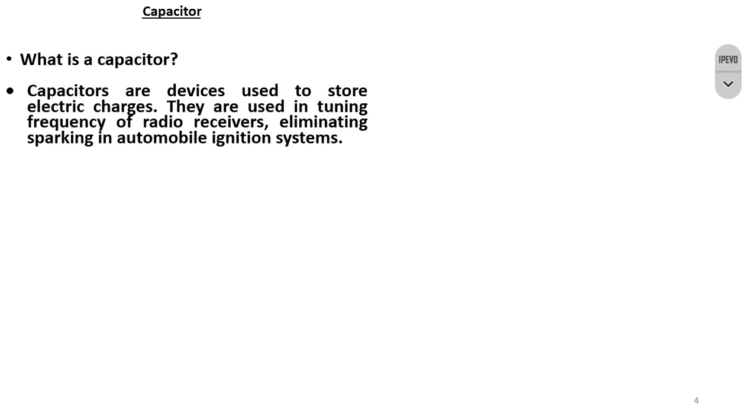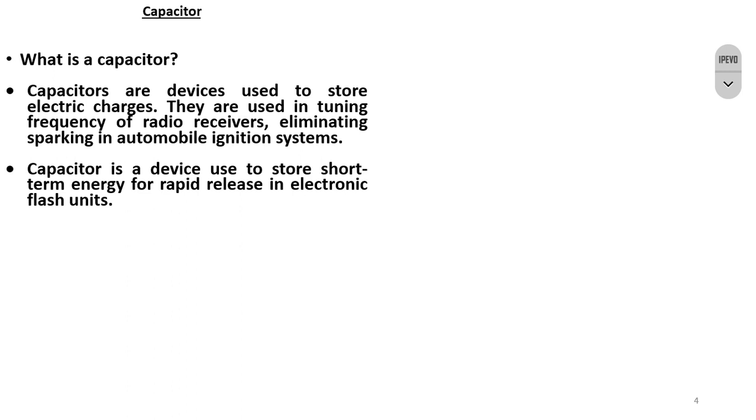What is a capacitor? A capacitor is a device used to store electric charges. Capacitors are devices used in storing electric charges. They are used in tuning frequency of radio receivers. They can as well be used in eliminating sparking in automobile ignition system. A capacitor is a device used to store short-term energy for rapid release in electronic flash units.